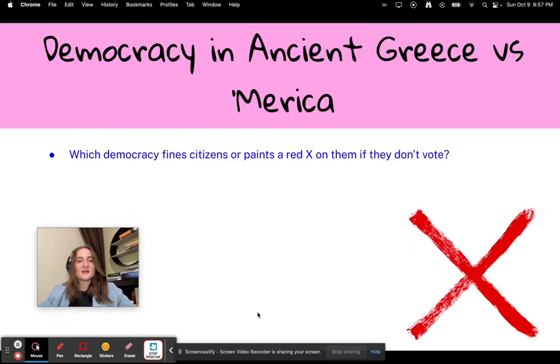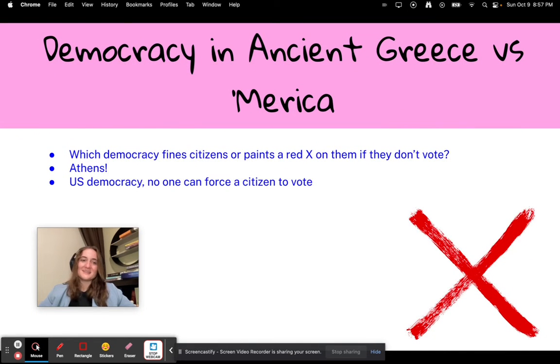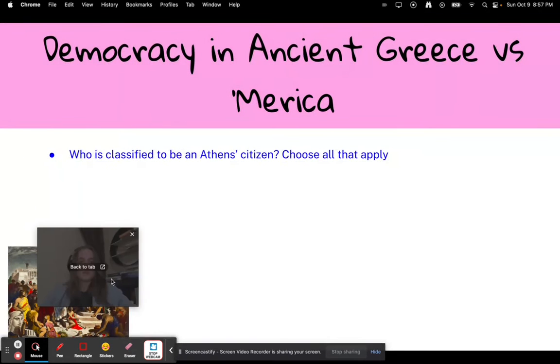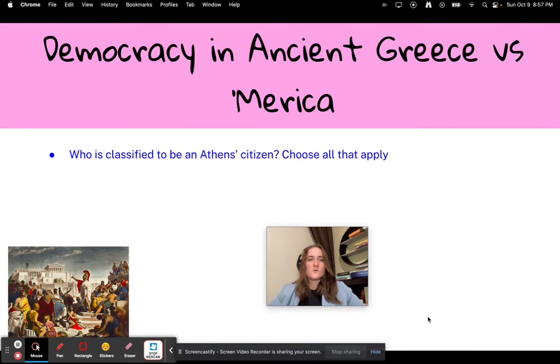All right, which democracy fines citizens or paints a red X on them if they don't vote? Yeah, that's Athens. That's not the US, okay? So in the US democracy, no one can force a citizen to vote. All right. Who is classified to be an Athens citizen? Choose all that apply.